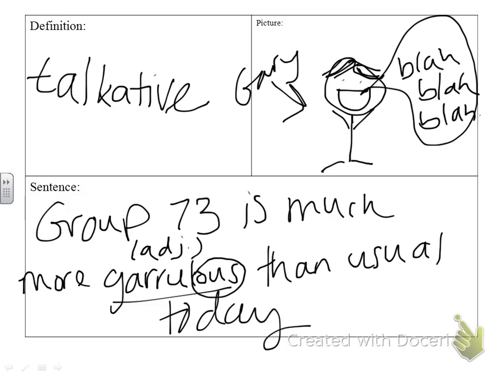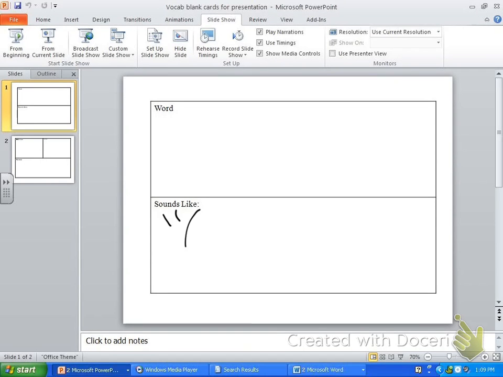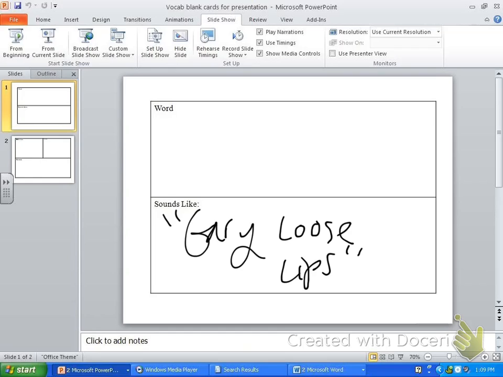Go ahead and take your picture. All right. Group 73, you are awfully garrulous, and it's starting to get in the way of what we need to get done today. Okay? Your sounds like on the other side is Gary Looselips. Gary Looselips. All right.